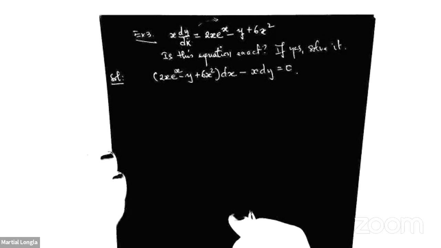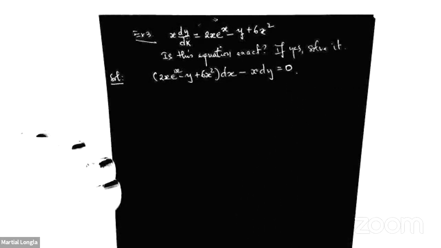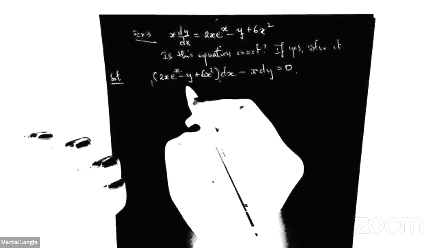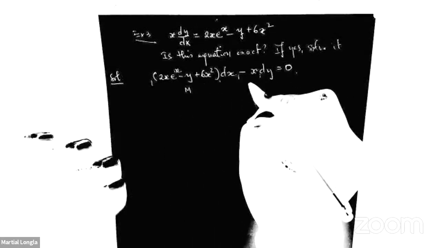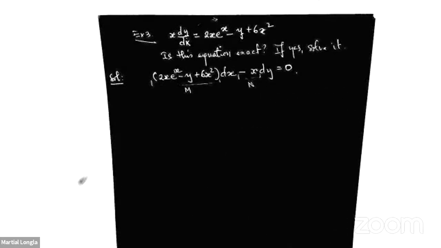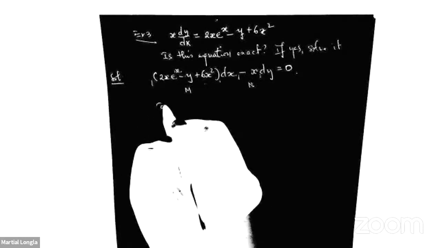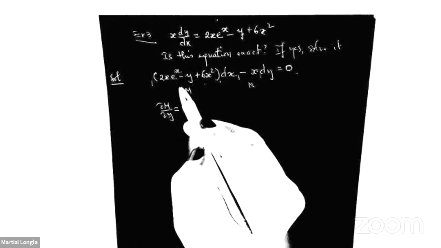All right. So we do this. And after doing this, we identify now our M and N. So M is what we have in front of dx, and N is everything, including the sign, that is in front of dy. Now we check that it is exact. dM over dy, what's the derivative of M with respect to y? Can you tell me?